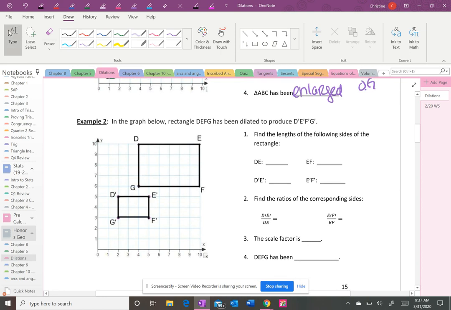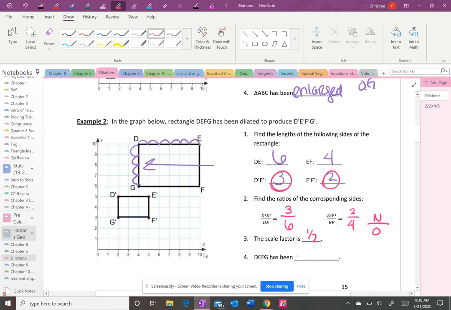Okay, similar problem. DG, make sure you're looking for the prime marks. DG is 4. DE is 1, 2, 3, 4, 5, 6. EF is the same as DG, that is 4. And if you look, DE is 3 and EF is 2. So you can very clearly see that the scale factor is 1/2 because the new is 3 over 6. The new is 2 over 4. So new over old. Scale factor is 1/2, and this has been shrunk.